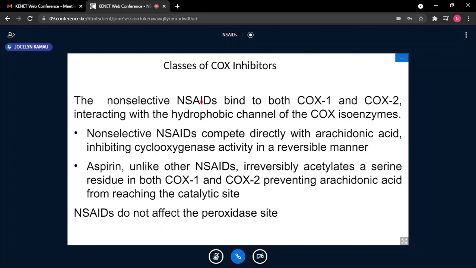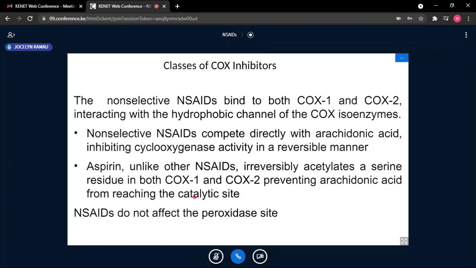Arachidonic acid will have hydrophobic channels. The non-steroidal anti-inflammatories have hydrophobic areas which will bind the hydrophobic channels of the COX enzyme. Non-selective, non-steroidal anti-inflammatories compete directly with arachidonic acid, inhibiting cyclooxygenase activity in a reversible manner. I'm only giving the details now. They are competing with arachidonic acid for the same site, therefore structural similarity. Aspirin, unlike other non-steroidal anti-inflammatories, irreversibly acetylates a serine residue in both COX-1 and COX-2, preventing arachidonic acid from reaching the catalytic site.